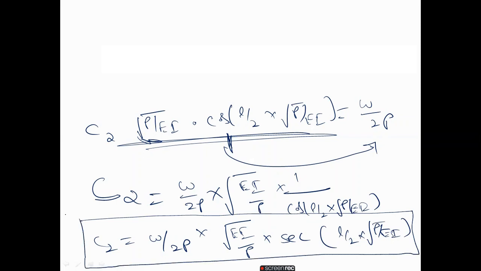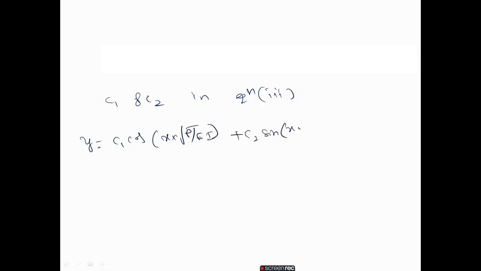So we got the constants C1 and C2. Now substitute these C1 and C2 in equation 3. Equation 3 is nothing but our solution of the differential equation. I will write that again: y equal to C1 cos x into square root of P by EI plus C2 sine of x into square root of P by EI minus Wx by 2P. So I will substitute here.